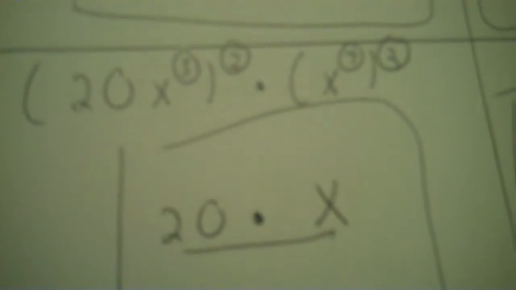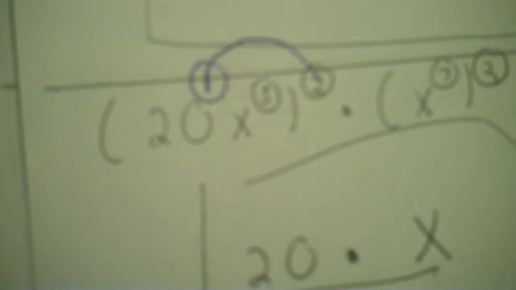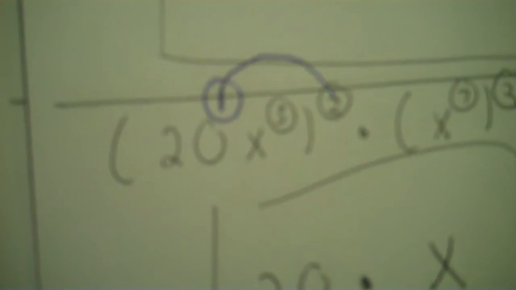Next one, 20 and x are the bases. Go find your 20. It's to the 1. Is it in parentheses? Yes. So I take the little 1 times the little 2 outside. 1 times 2 is 2. It's the inside to the outside.